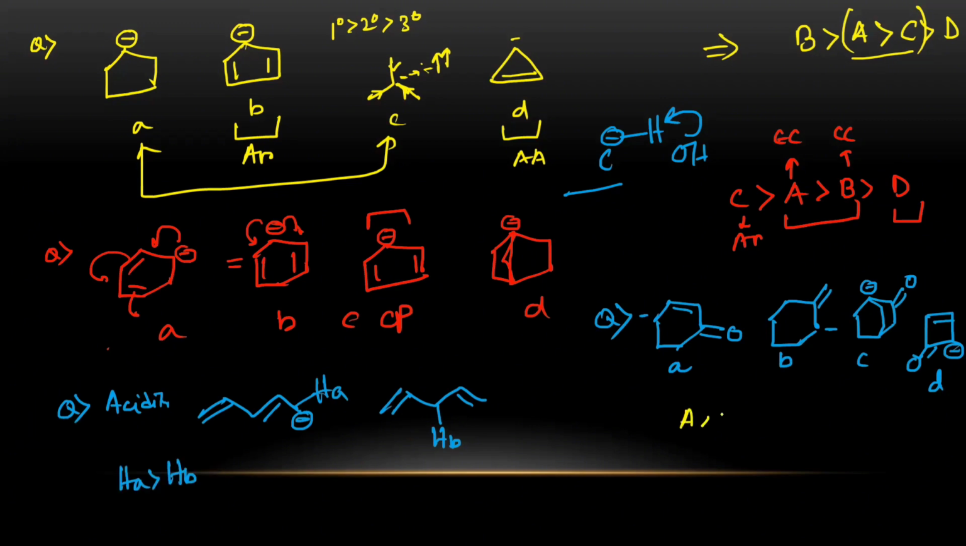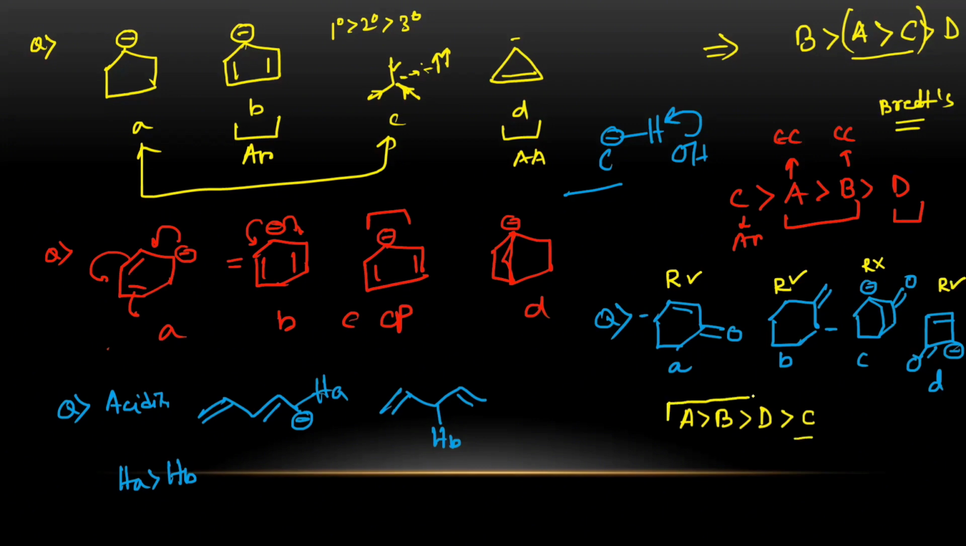A, B, D, C. In A, there is resonance. The negative charge will undergo resonance. In C, resonance will not occur because it is a bridgehead position. If the negative charge underwent resonance, there would be a double bond at the bridgehead position. According to Bredt's rule, a bridgehead position cannot attain an sp2 carbon, double bond or carbocation. So there will be no resonance, and here there will be resonance. So C is the least stable.